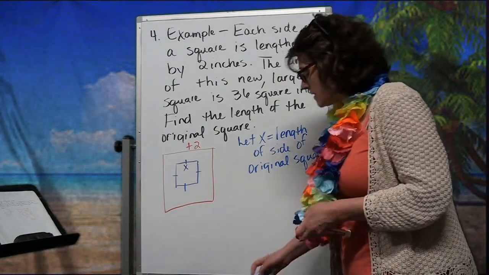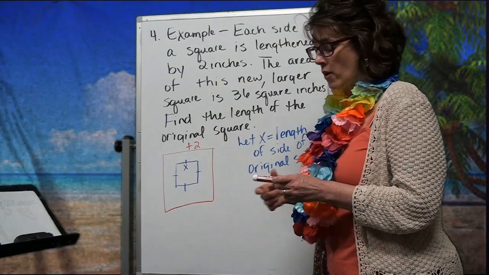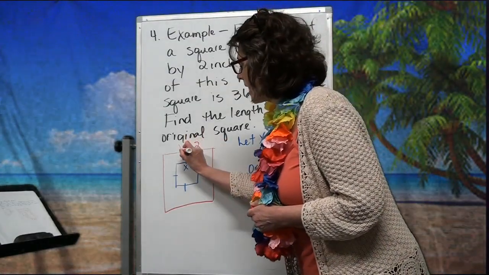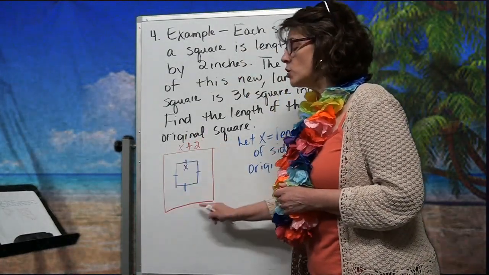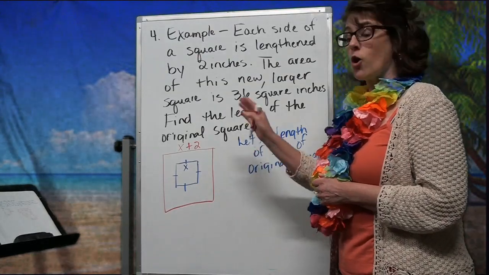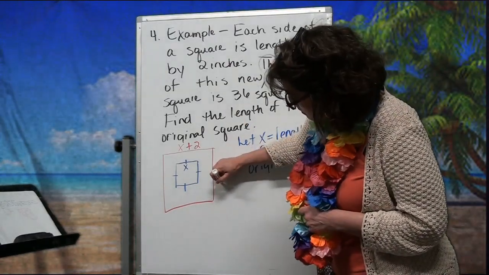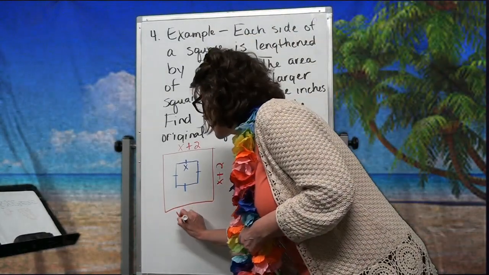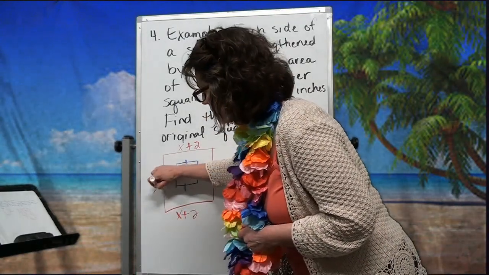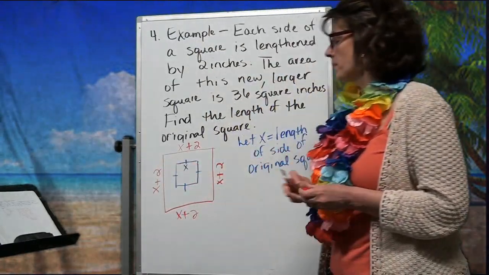So then what that means is, in my new square, I'm going to take that side x and add 2 to it. And because this new one's a square as well, that means all the sides are the same. So this is x plus 2, and this is x plus 2, and this as well is x plus 2.